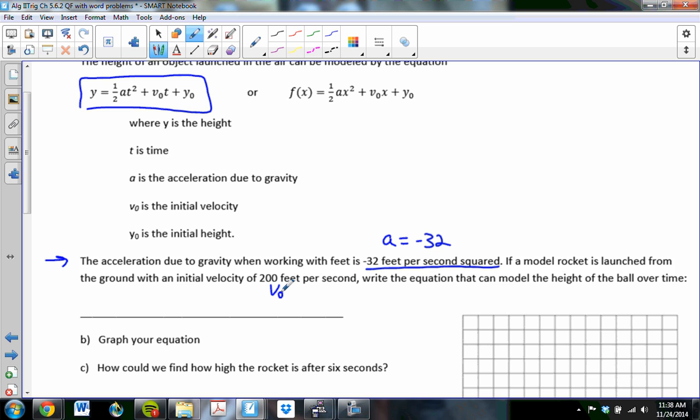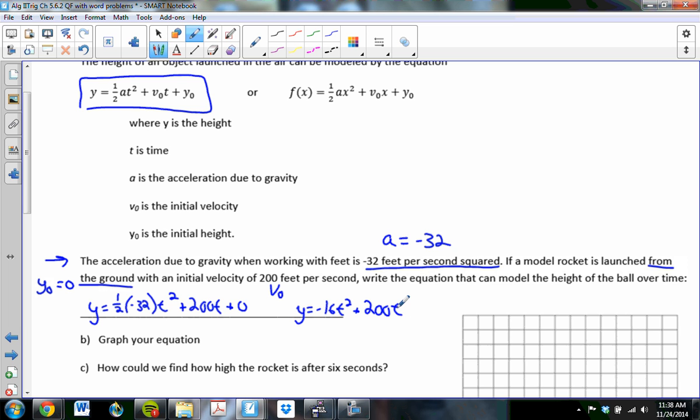Well, since it was launched from the ground, we know that our starting height is 0. So now I can write the equation y equals 1/2 times negative 32 t squared plus 200t plus 0, which simplifies to y equals negative 16 t squared plus 200t.